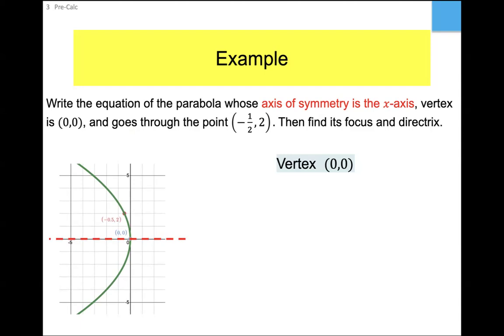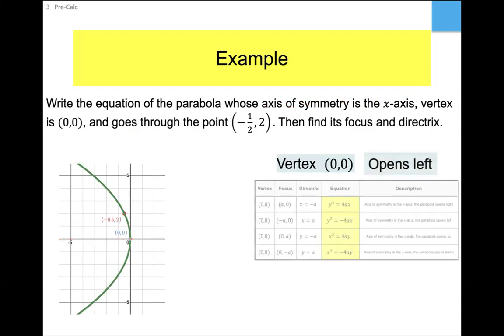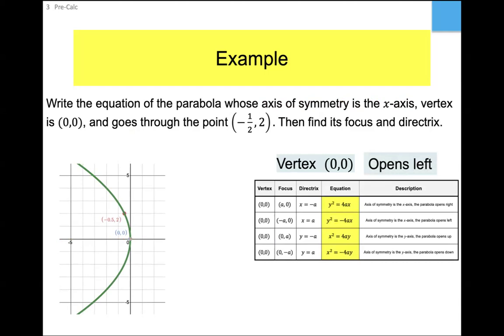Okay, so we've established the fact that it opens to the left, and we've got a table that tells us which formula I should use. So for opens left, it should be that formula: y squared is equal to negative 4ax. And the issue is, I don't know what a is, and I can't find it out because I don't know what the focus is. But I do know that red point right there, (2, -1/2), is on the graph itself, on the parabola itself.